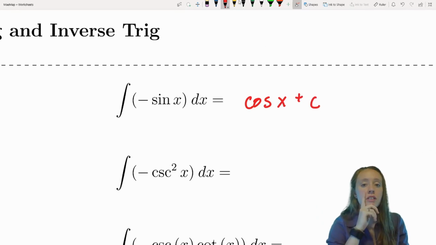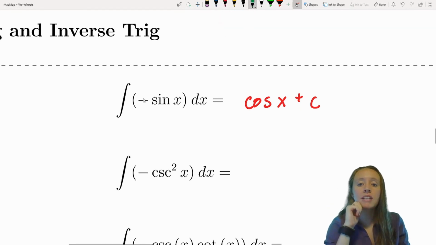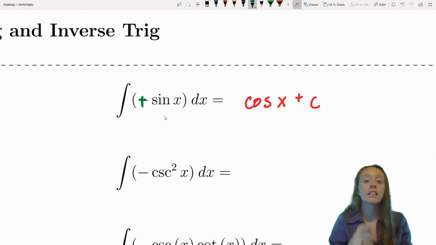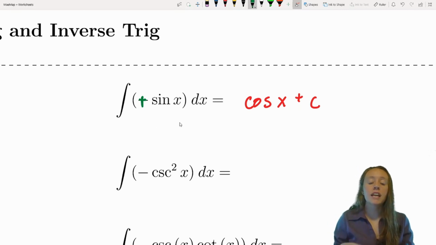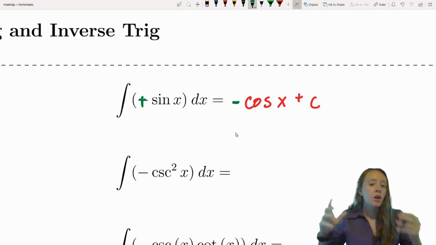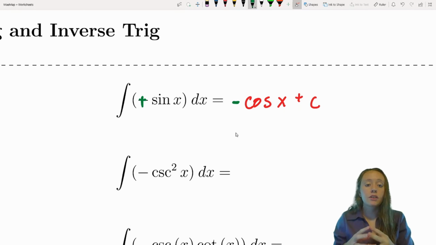But let me ask you this, because it's going to come up in our examples and I want to prepare you. What happens if this was integrating a positive sine of x? How do we take the derivative and get a positive sine of x? That would be taking the derivative of a negative cosine of x. So when dealing with sine and cosine, cosecants and cotangents, remember that the negative does indeed matter. But just refer back to your derivatives if you need help taking antiderivatives.